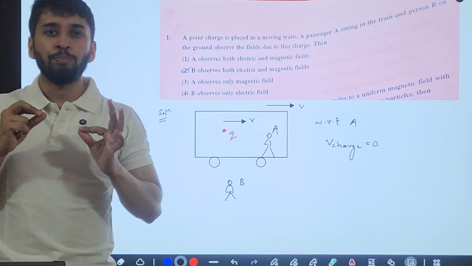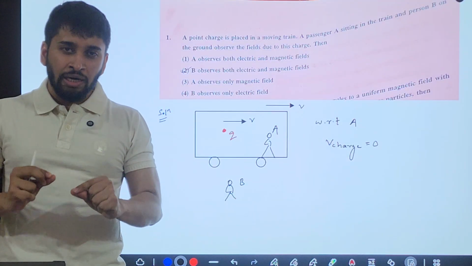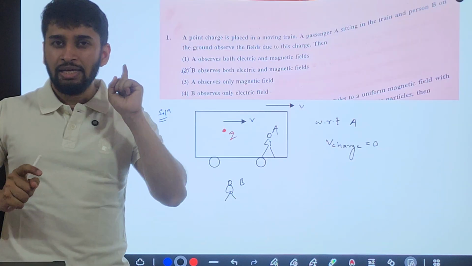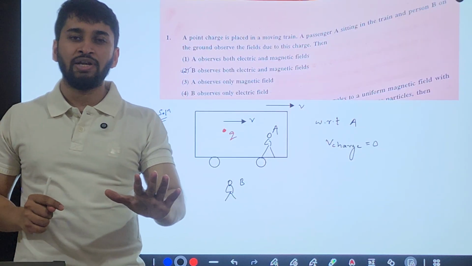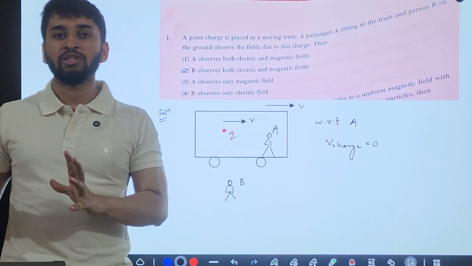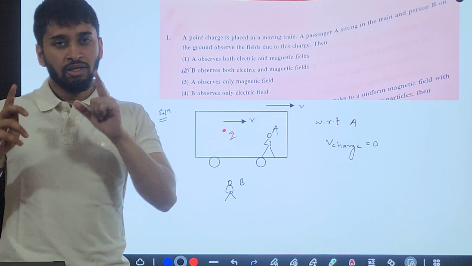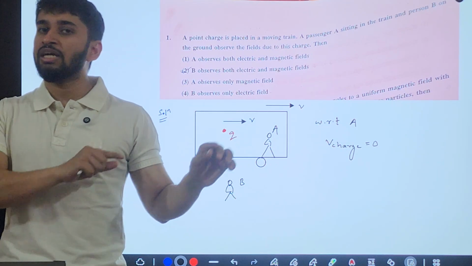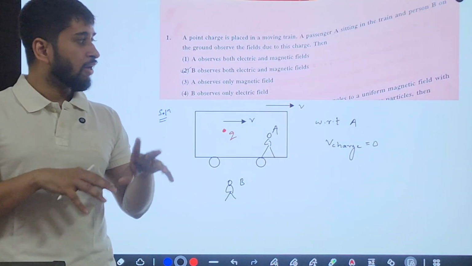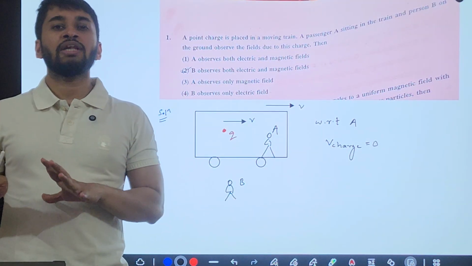Now one very important concept you need to keep in mind, that every law of physics is valid in all inertial frames. Inertial frame means whether the frame is at rest or moving with constant velocity, right? So as long as it is not accelerating, all the laws of physics are valid, right? So same way, even the laws of electrodynamics are valid.